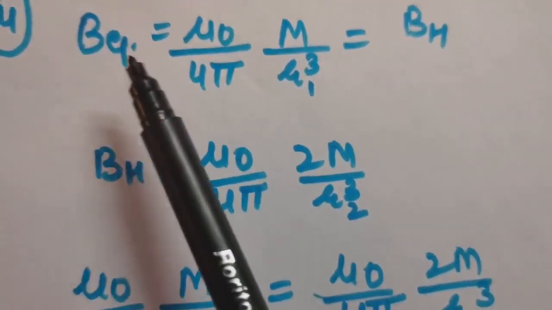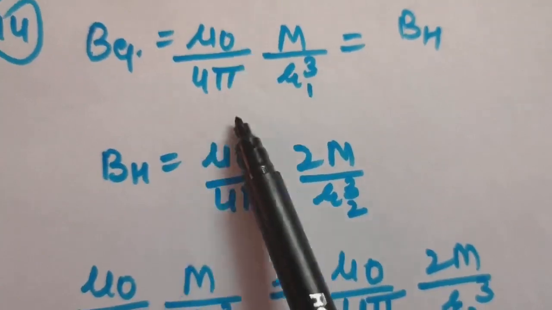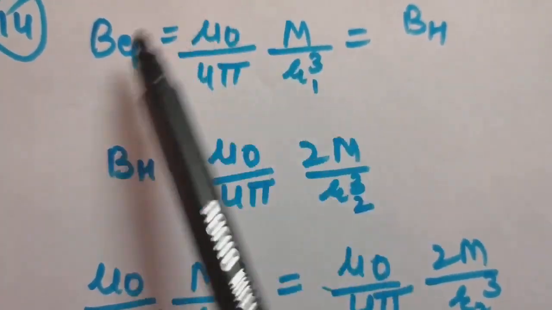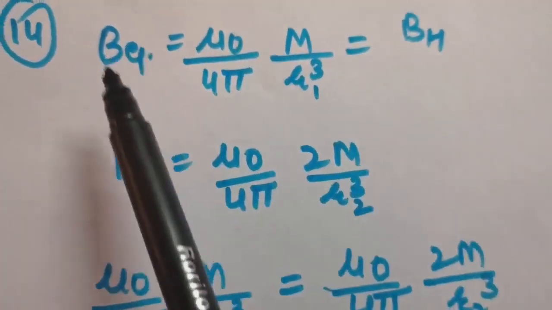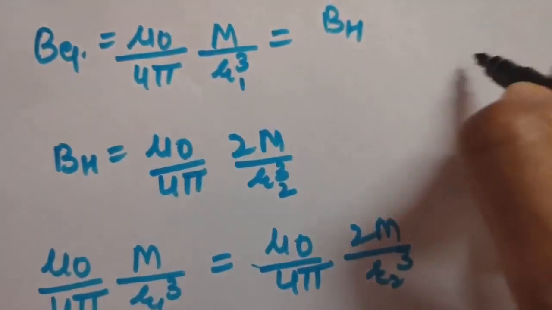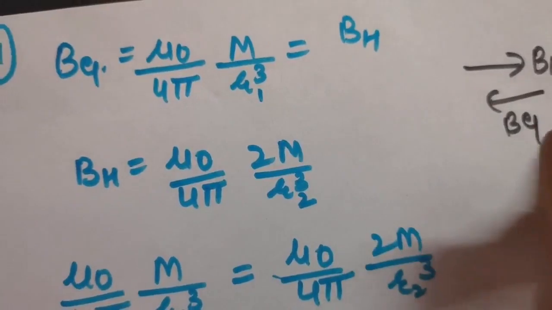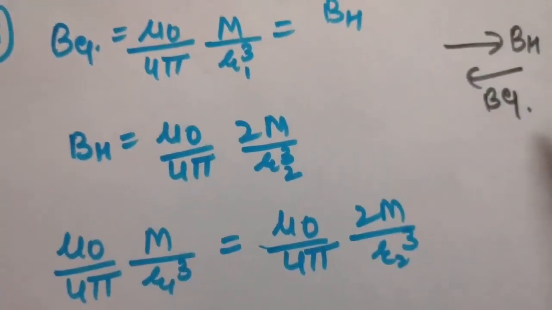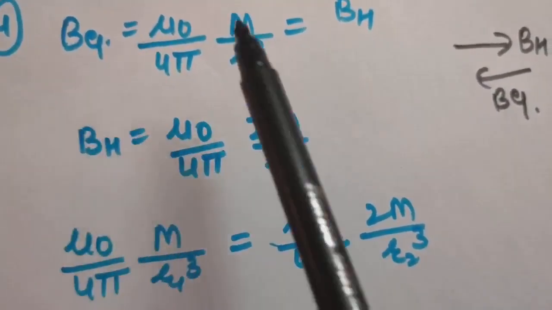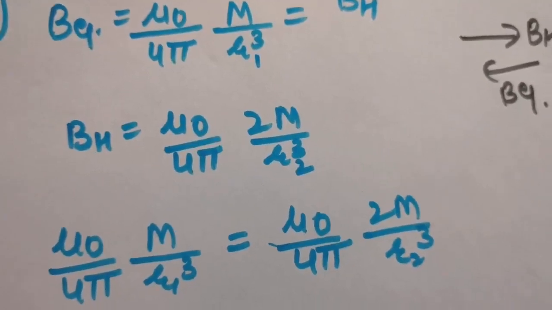So that means now you know B equatorial is mu naught upon 4 pi m upon r1 cube. So for this question, BH and B equatorial will be equal and opposite in direction. That is BH is this, so B equatorial will be this. They will be equal in magnitude but now opposite direction. Only then the equatorial line can have a neutral point.